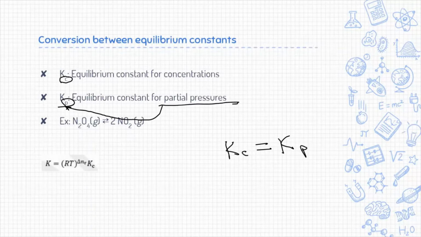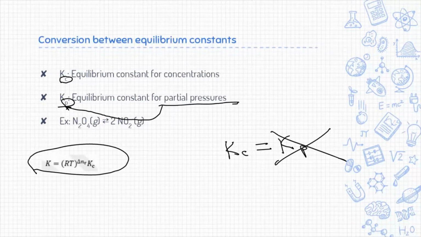One, when there aren't any gases involved in the reaction, meaning no gases released or consumed in the reaction, then you can assume that Kc is equal to Kp. But in that case, you would probably not need to consider Kp in the first place. The second case scenario where Kp is equal to Kc is when the change in moles of gas is equal to 0.